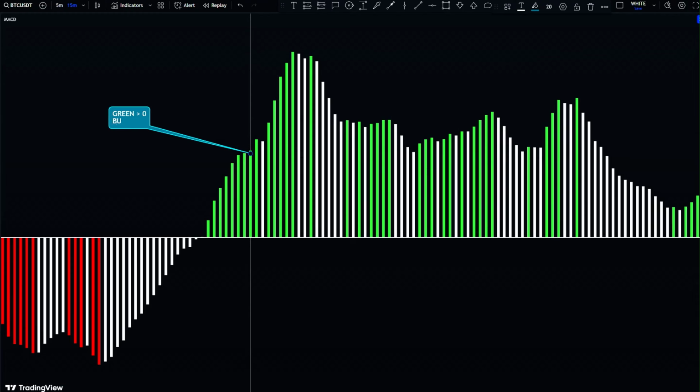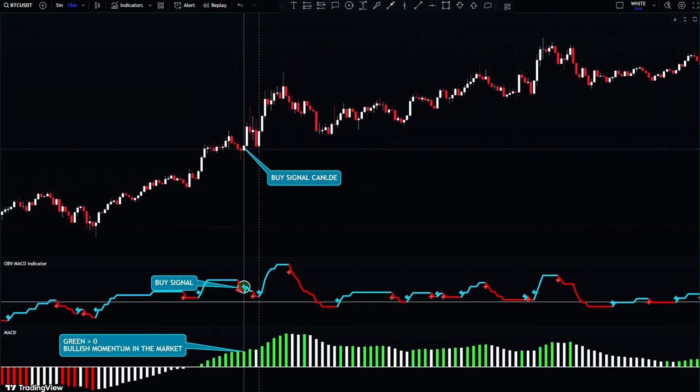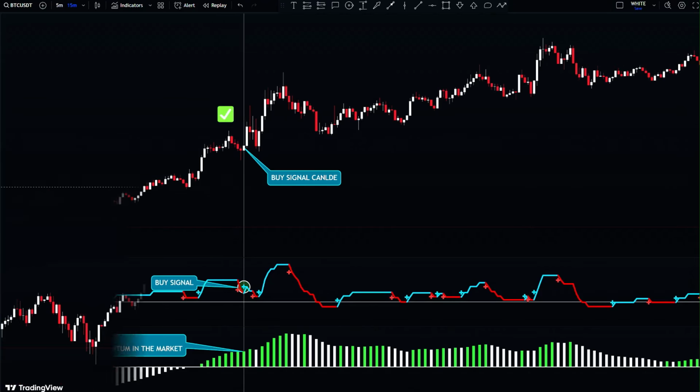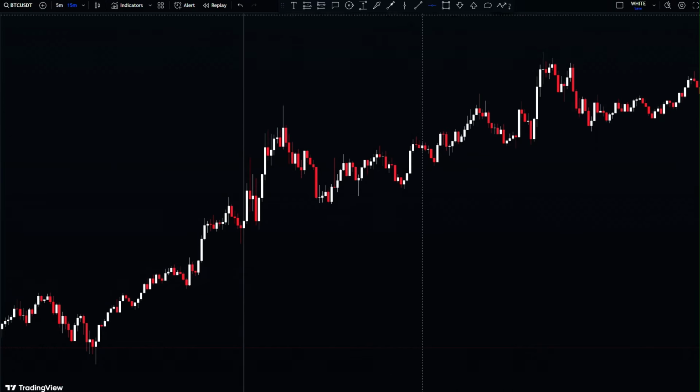We'll check if it shows a green column or green area depending on your settings, which indicates positive momentum, just what we need for a buy trade. Once we see that green signal from the MACD, we can confidently open a long trade.